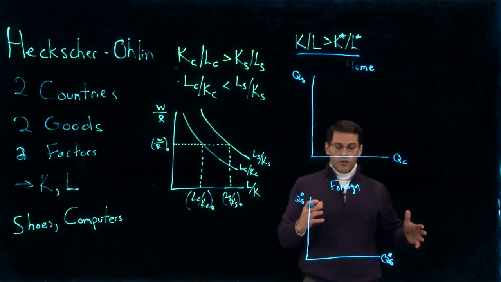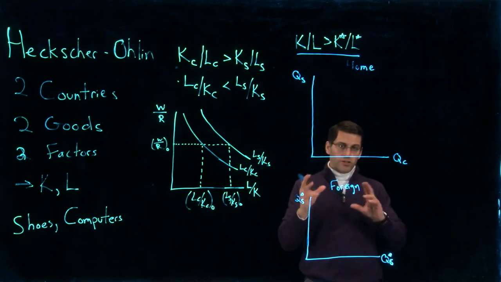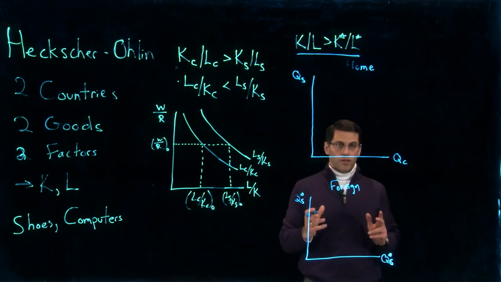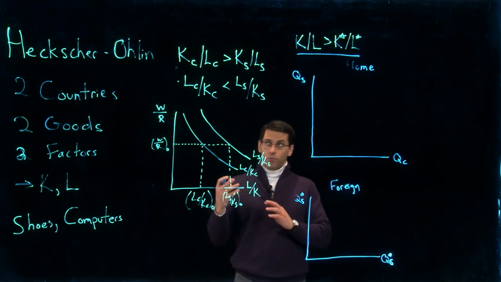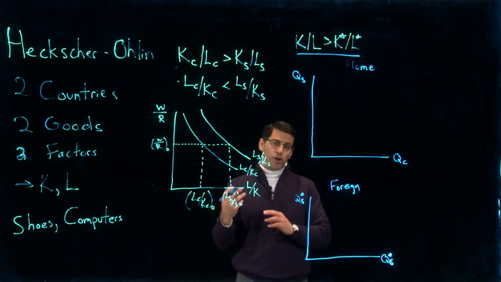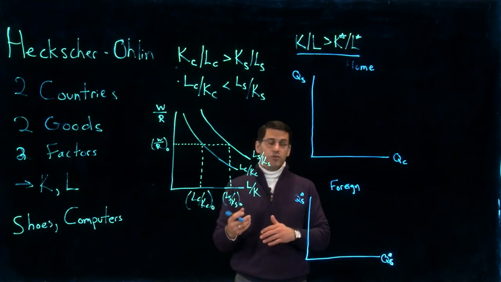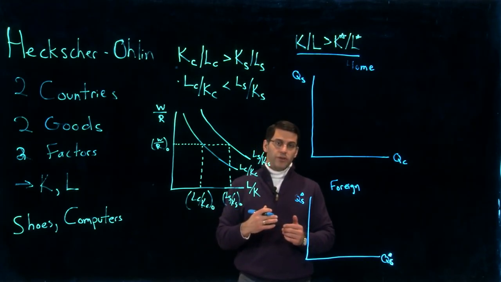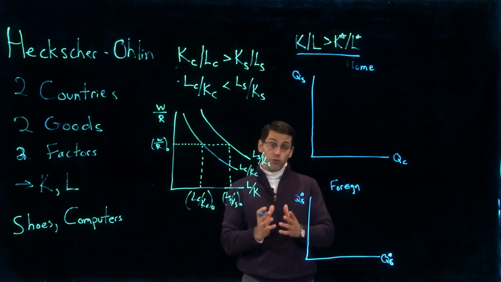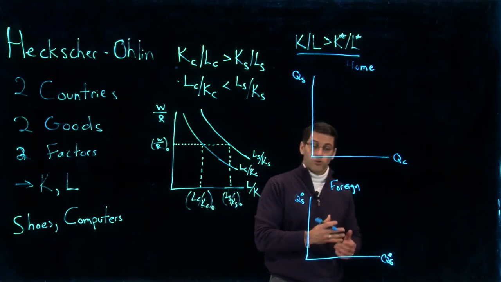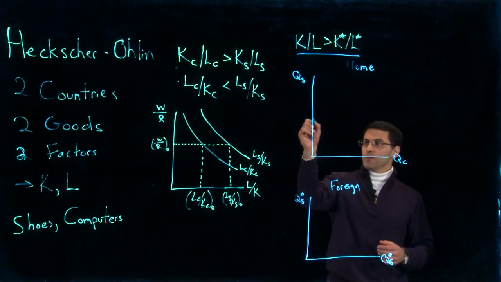Now the question is, what would the relative shape of the two PPFs look like? Well, given the fact that computer production is capital intensive and home is capital abundant, it makes sense to think that the production possibilities frontier for home is going to be skewed towards computers. So it might look something like this.